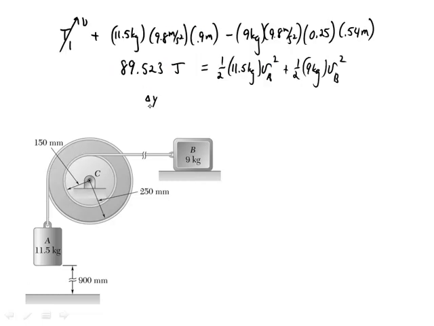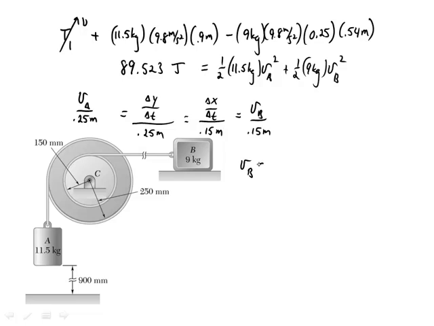So delta y over delta t, all divided by 0.25 meters, that's going to equal delta x over delta t, divided by 0.15 meters. In other words, all I've done is divide both sides by delta t. Well, this is just V sub A over 0.25 meters, and this is just V sub B over 0.15 meters. And so V sub B equals 0.15 meters over 0.25 meters times V sub A. And so I'll use that for substitution.